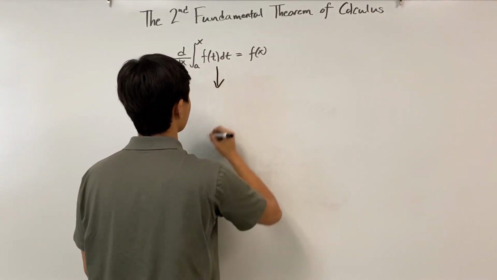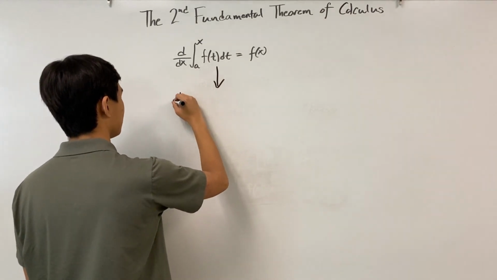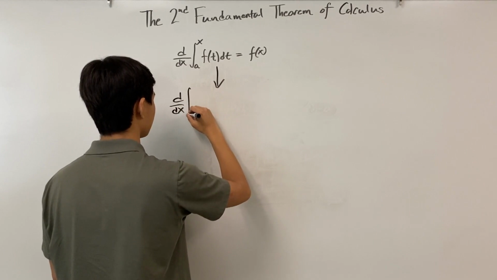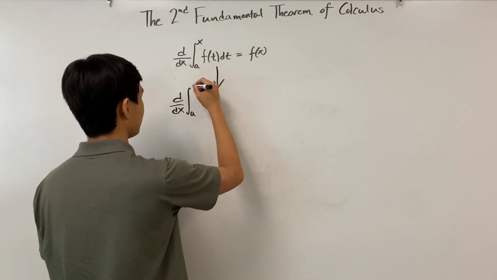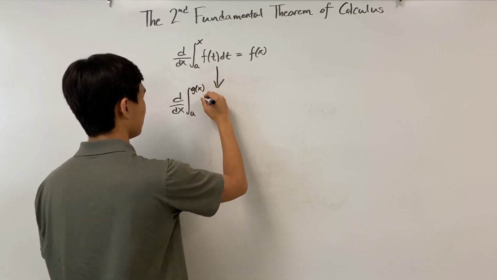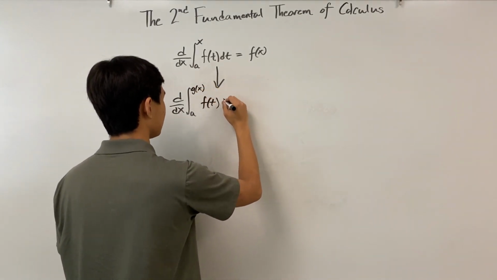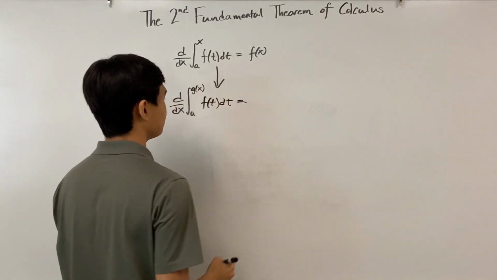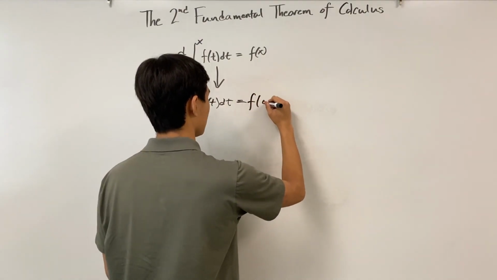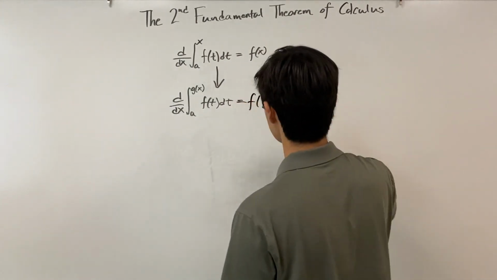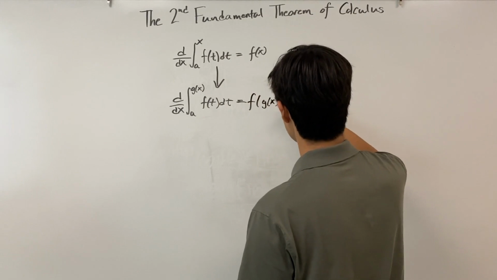Now, if we go down, we say derivative with respect to x of the integral of a to, now we're going to call it a function, g of x of f of t dt, then this is equal to f of g of x times g prime of x.